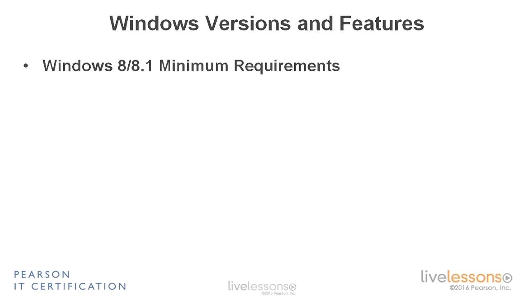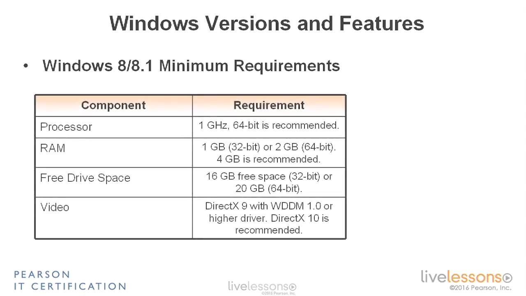Now let's talk about Windows 8 minimum requirements. Whenever you install an operating system or upgrade to a newer operating system, you need to make sure that your computer meets the minimum requirements set by Microsoft. And here are those requirements. First of all, you need a processor that is at least 1 gigahertz, and 64-bit is recommended. While Windows 8 can run on a 32-bit system, it's recommended that you run it in a 64-bit system. And most new systems today are 64-bit.